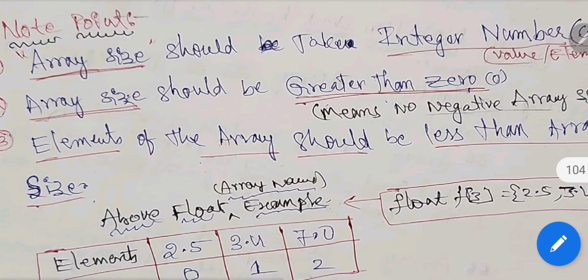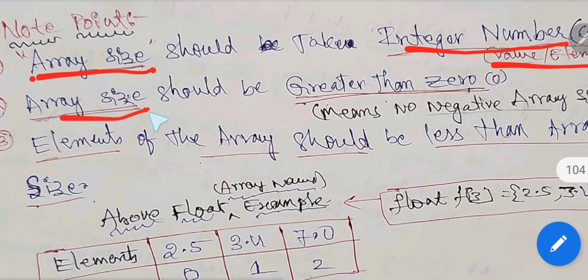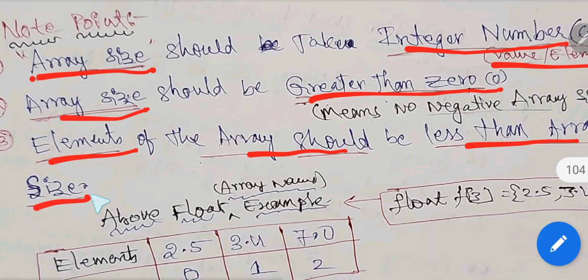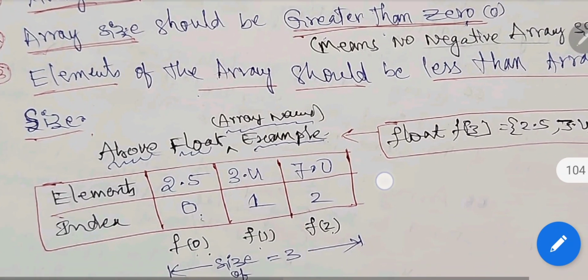So before that, we'll see some note points. Note points are very, very important in every subject. Array size should take integer numbers, already told you, and array size should be greater than 0. Number of elements in the array should be less than or equal to the array size. So if you mention array size as 5, you should not take 6 values. It will be a big error and it will be shown like this.